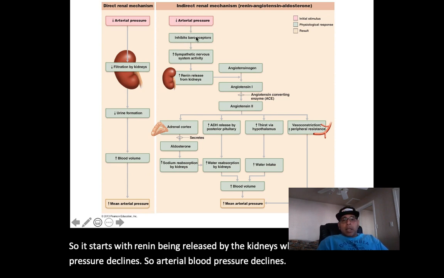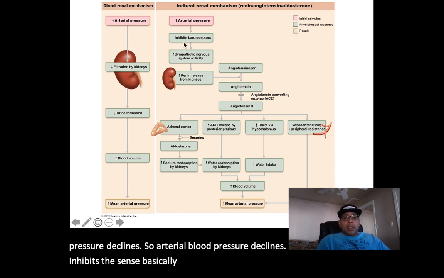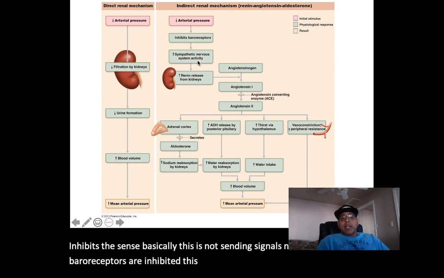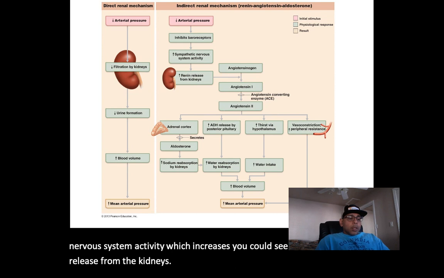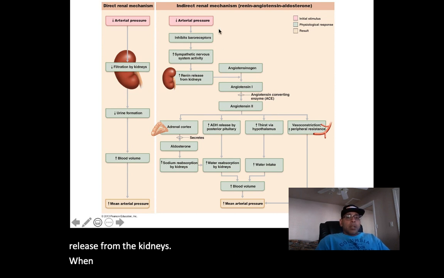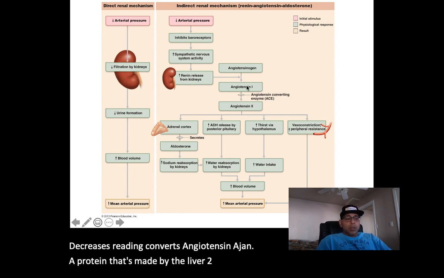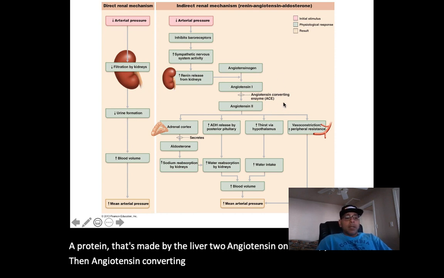this is not sending signals now through the baroreceptors. Baroreceptors are inhibited. This increases sympathetic nervous system activity, which increases renin release from the kidneys. When arterial blood pressure decreases, renin converts angiotensinogen, a protein that's made by the liver, to angiotensin 1, I told you. Then angiotensin converting enzyme comes from, I told you, the endothelial cells of the lungs.